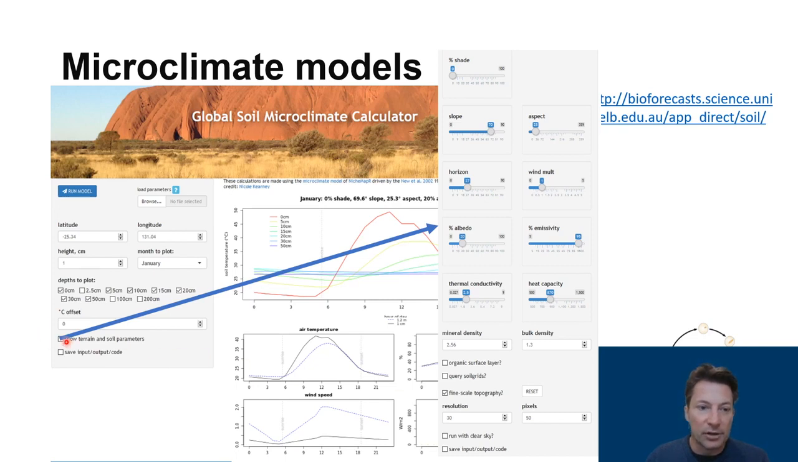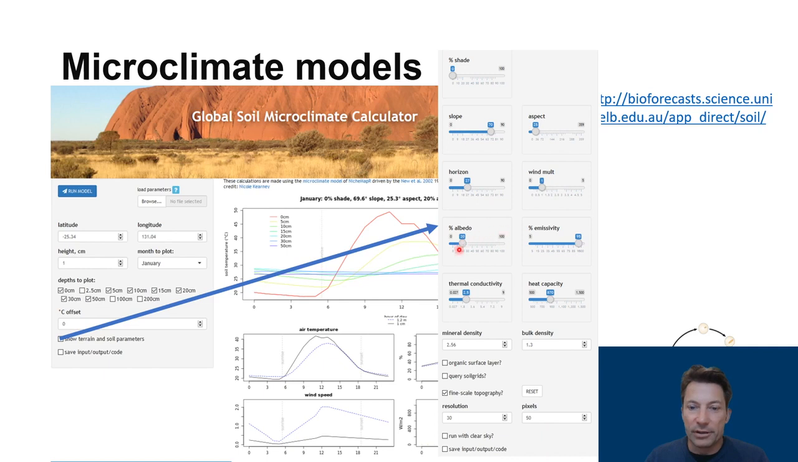If you click on the show terrain and soil parameters, you can then get access to the parameters of the microclimate model, like how much shade, what the slope and aspect is. This is coming from the digital elevation model if you've got that turned on. Also the horizon angles, which is the angle to the sky for where the sun can be, which is in this case being blocked by the rock in certain directions.